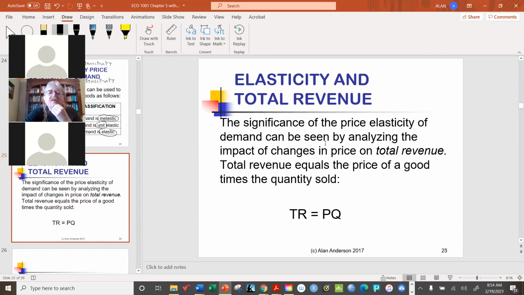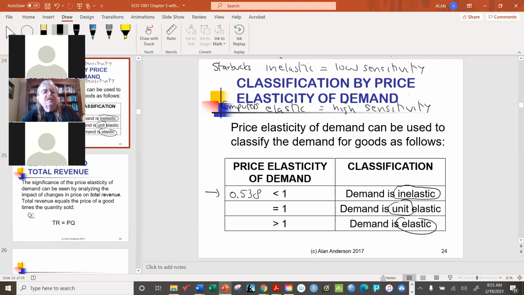Elasticity and total revenue. Now, total revenue simply means how much money am I bringing in from my product? We're going to define that formally as the price of the good times the quantity. It's very simple. So if I sell 100 units, let's say, or like with the pizza, let's go back and revisit this for a second.